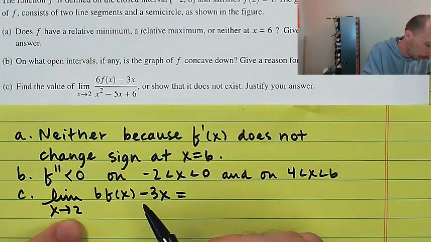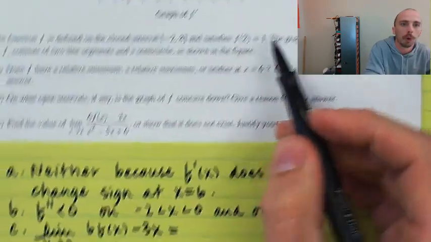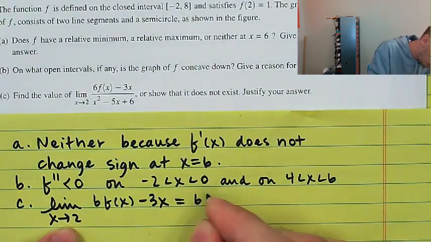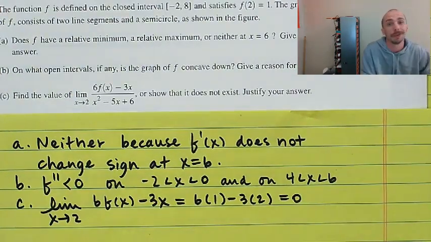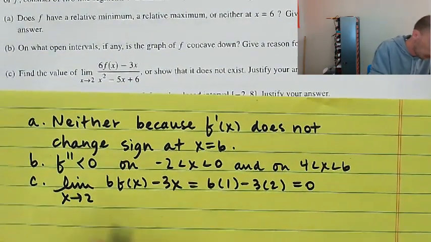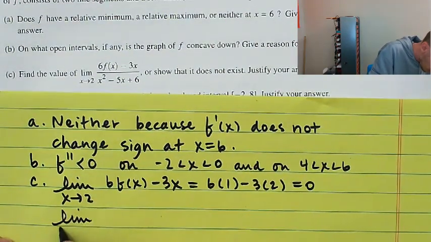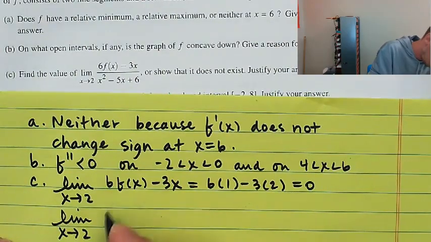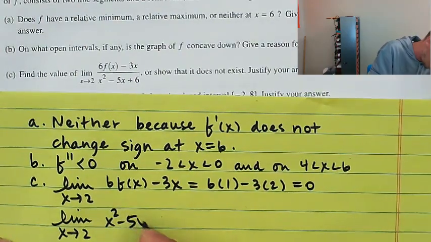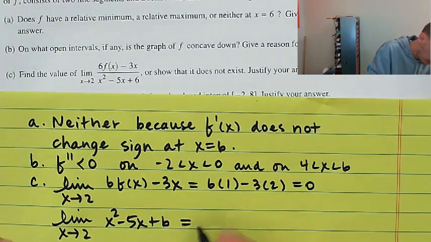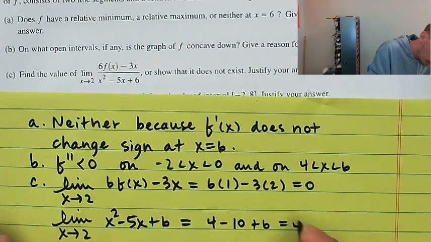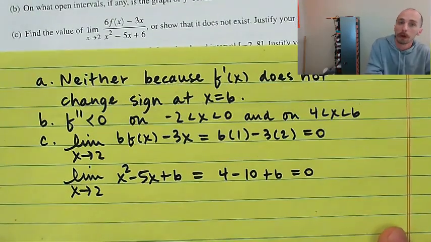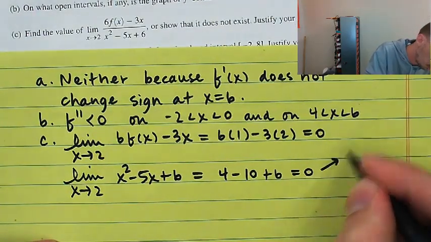As x approaches 2, they told us f of 2 equals 1. So that's going to equal 6 times 1 minus 3 times 2, and that equals 0. If the top's equaling 0, I'm expecting the bottom to equal 0, and we're going to apply L'Hopital's rule. The limit as x approaches 2 of the denominator, x squared minus 5x plus 6, equals 2 squared is 4, minus 5 times 2 is 10, plus 6, that's also equal to 0. So since the limit of the top and the bottom were both 0, I'm going to use L'Hopital's rule.